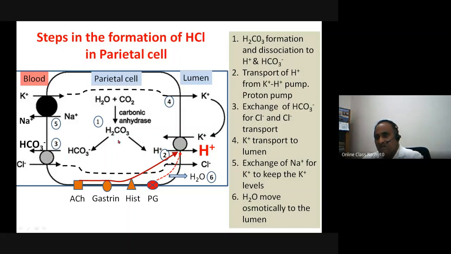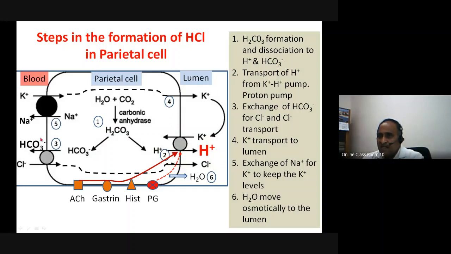Then step number three: because this is a proton pump, what happens to the bicarbonate? The HCO3 is pumped into the blood. The bicarbonate moves out, and in exchange the chloride enters the cell. Then this chloride anion moves through the chloride channels and is pumped out, so that electroneutrality of this compartment is maintained. So the hydrogen ions and the chloride ions form HCl. They are in the ionized form in the lumen, in very high concentrations.